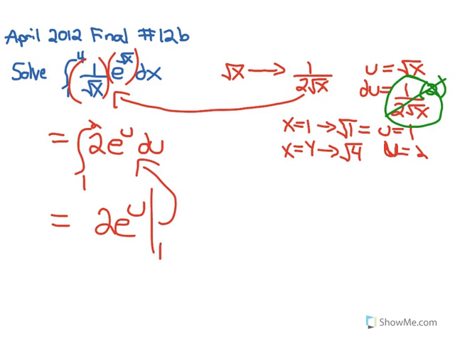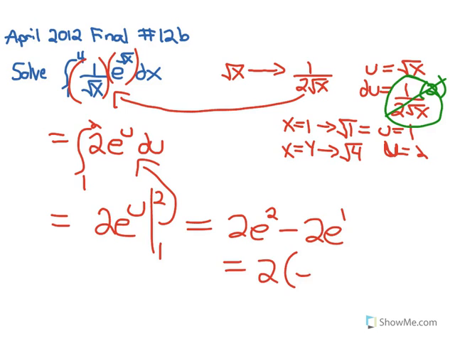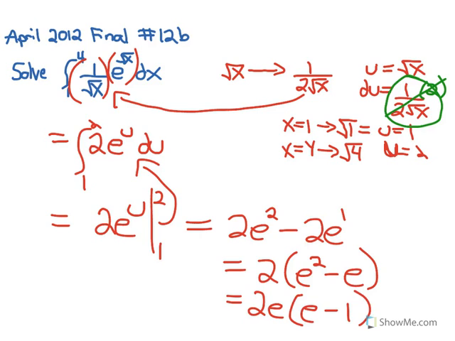We're evaluating this from 1 to 2, and we're just subbing 1 and 2 in for u. So we get 2e to the 2 minus 2e to the 1, or we could write it as 2e squared minus 2e. We could even go one step further: 2e times (e minus 1). And so that's the answer.